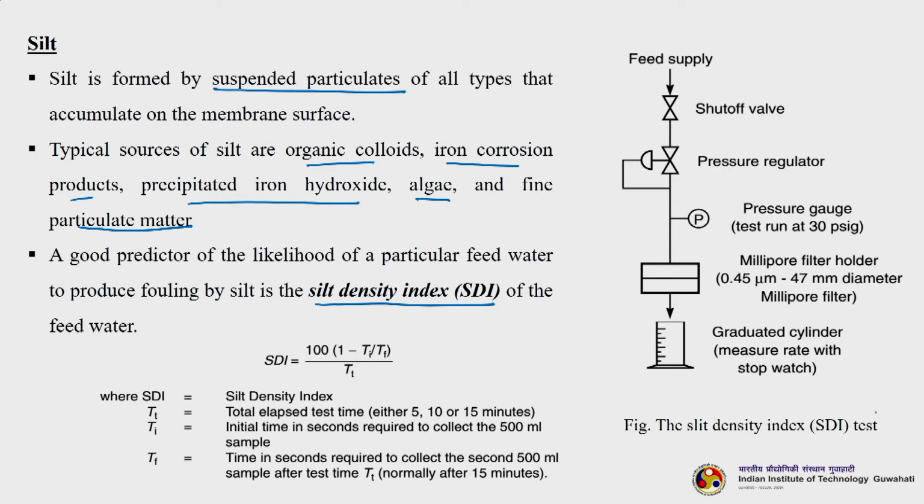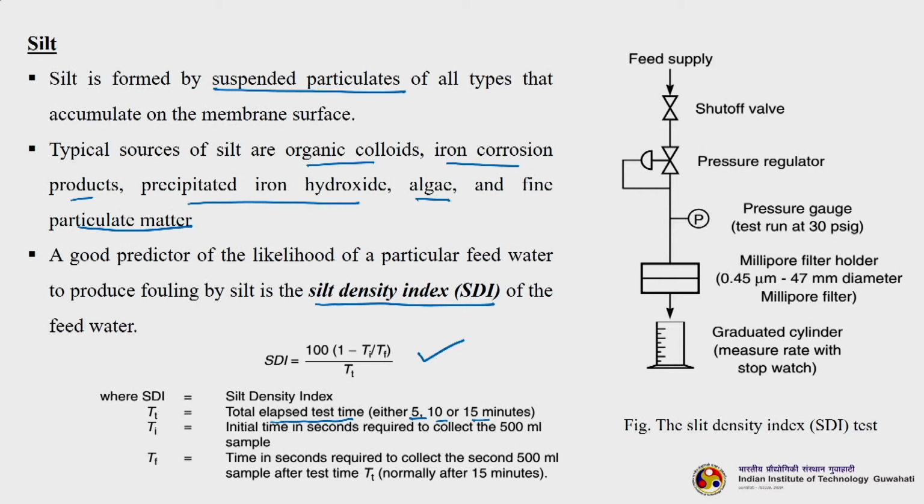Now, you can see this figure. This is the silt density index test, how it is actually conducted. Please see this particular equation. This equation is used to calculate the SDI, the silt density index. SDI equals 100 times (1 minus Ti by Tf) divided by Tt. What is Tt? Tt is the total elapsed test time, either 5, 10 or 15 minutes.